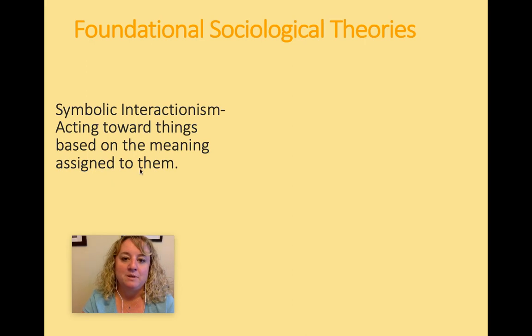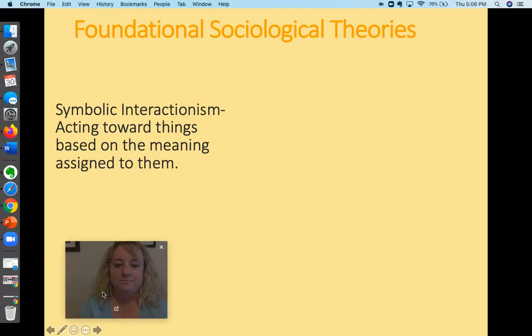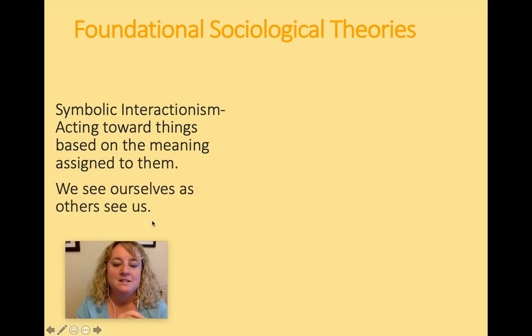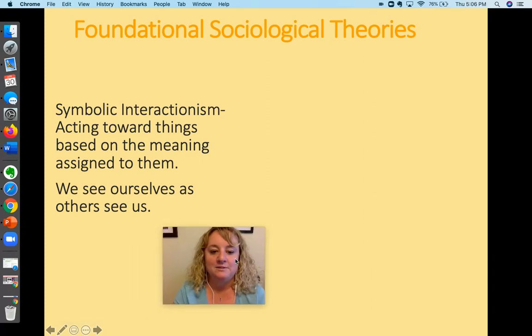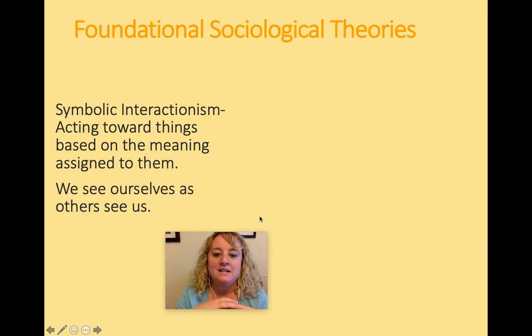Third, we have symbolic interaction. So symbolic interaction basically means that we assign meaning to things based on the meaning it has for us. Symbolic interaction is essentially taking something that has a lot of meaning to you and running with it.